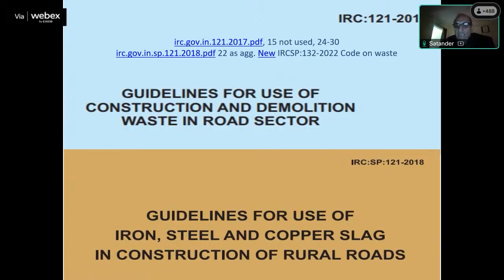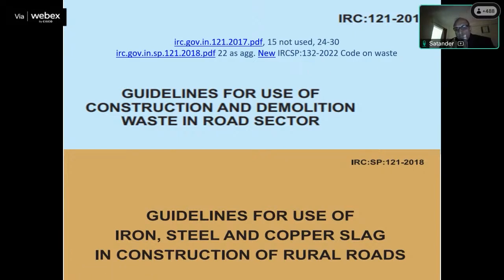Now, regarding value engineering, we have IS codes and IRC codes. IS 383 covers how to use marginal material. What are marginal materials? They are waste material, process material. There are three codes: IRC SP 121 on steel slag, IRC SP 121 on construction and demolition waste, and IRC SP 132 on industrial waste.